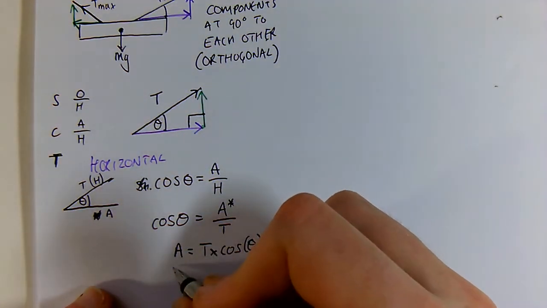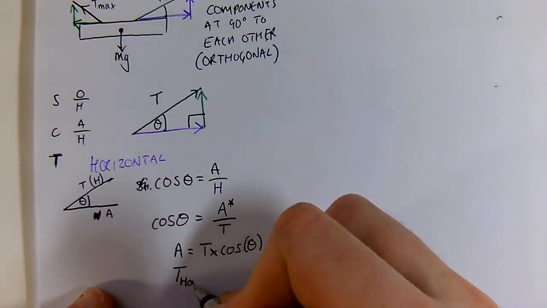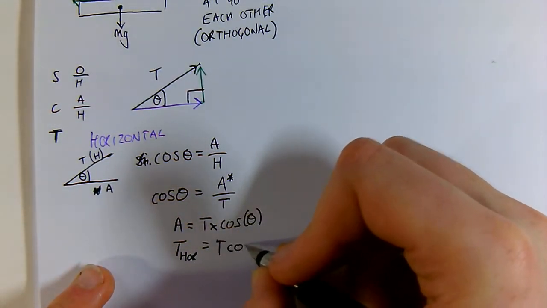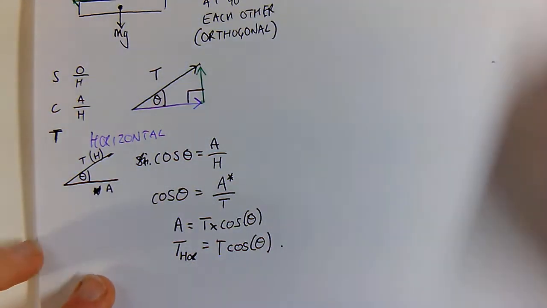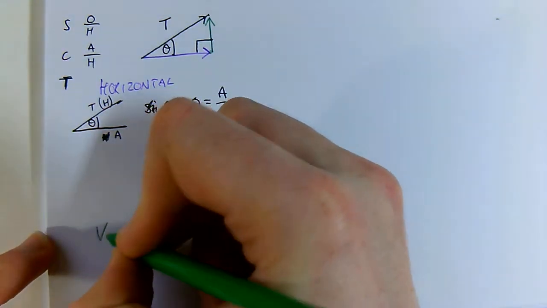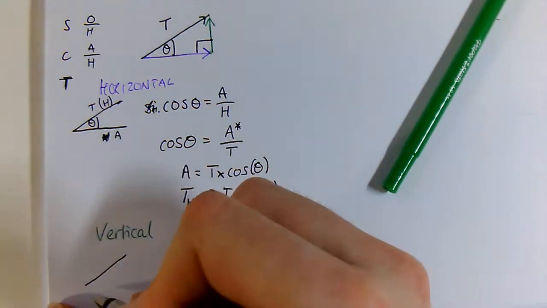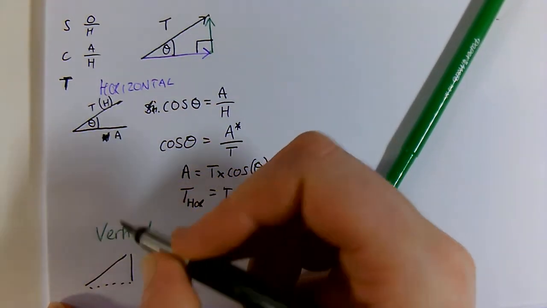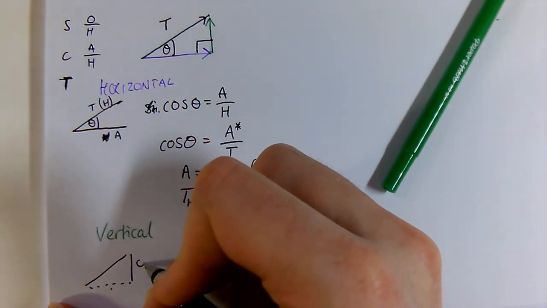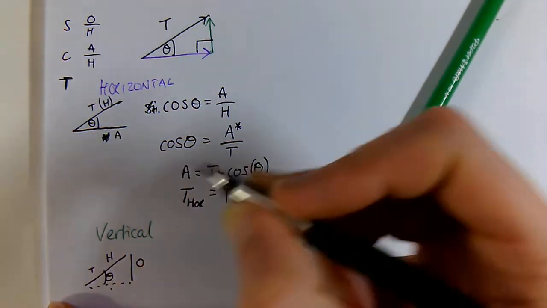Now we may sometimes write this as T_H for horizontal, equal to T cos theta. For our vertical components, we do pretty much the same thing. We draw out a little triangle. We're not interested in this side. We're interested in this side, which is opposite. This side is hypotenuse. We've got a T, we've got a theta.